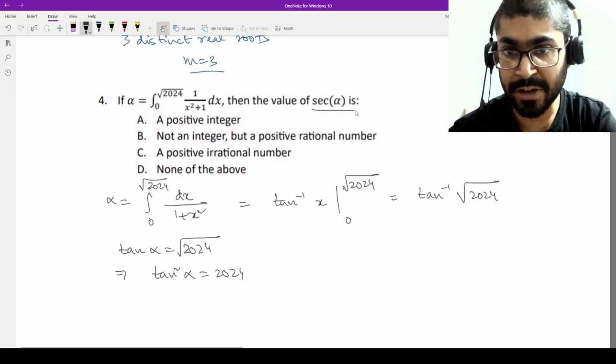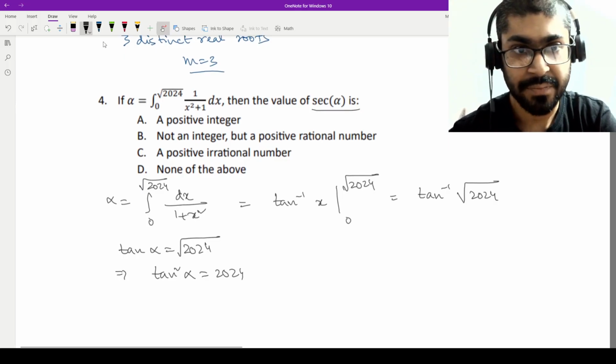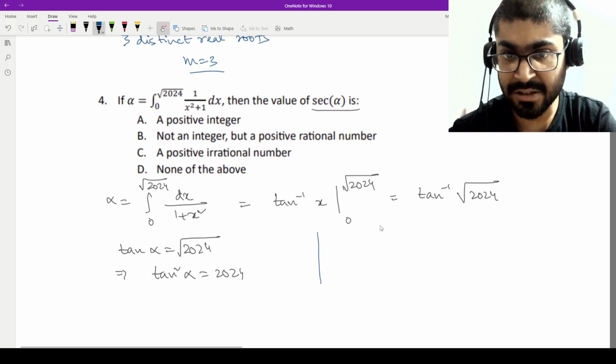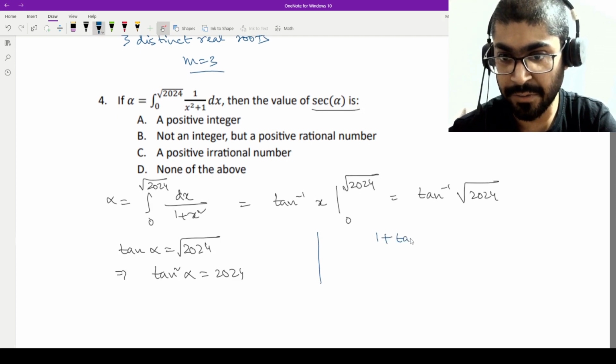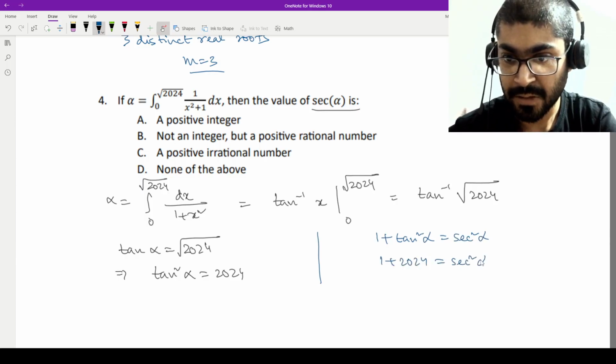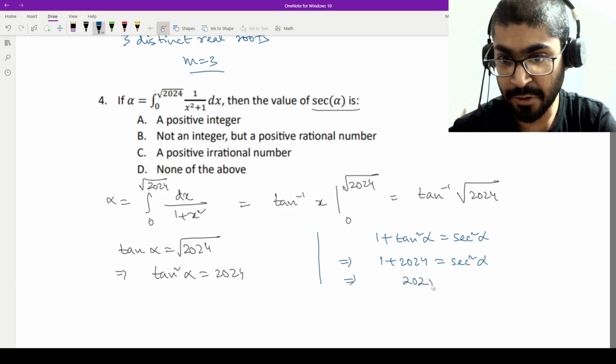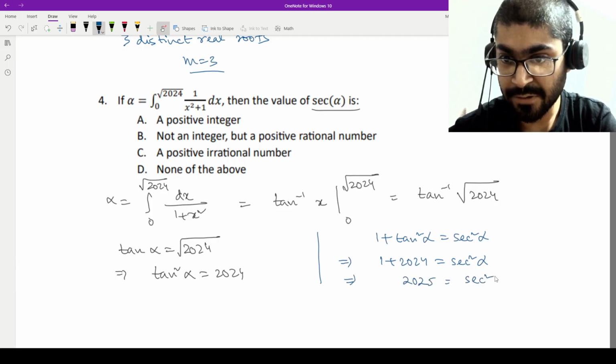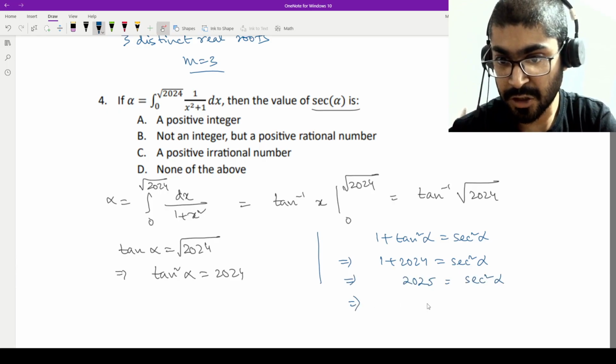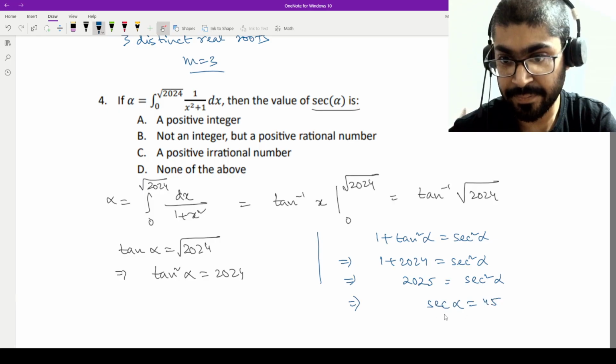Fine. Do we have to calculate sec alpha? How do we calculate sec alpha? This is by the identity 1 plus tan square alpha equal to sec square alpha, right? So 1 plus 2024 equal to sec square alpha. Now we did this in the first question, right? I told you that root over 2025 is 45, so we would just put sec alpha equal to 45.